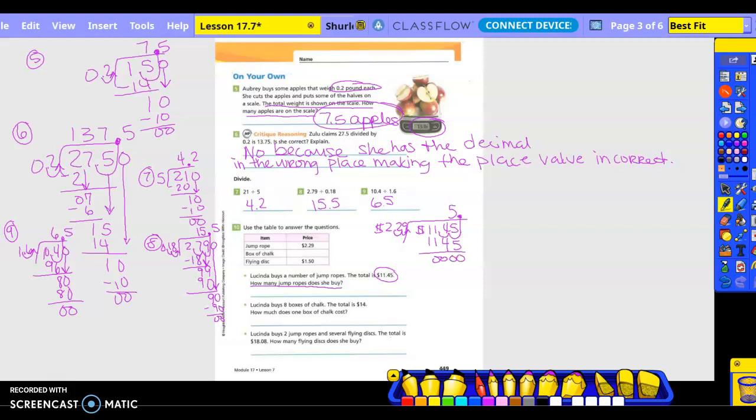Okay, so how many jump ropes? Okay, Lucinda buys 8 boxes of chalk. The total is $14. How much does 1 box of chalk cost? So what's my dividend? 14. What's my divisor? 8. Do I have any decimals in the divisor? Nope, so I bring my decimal straight up.